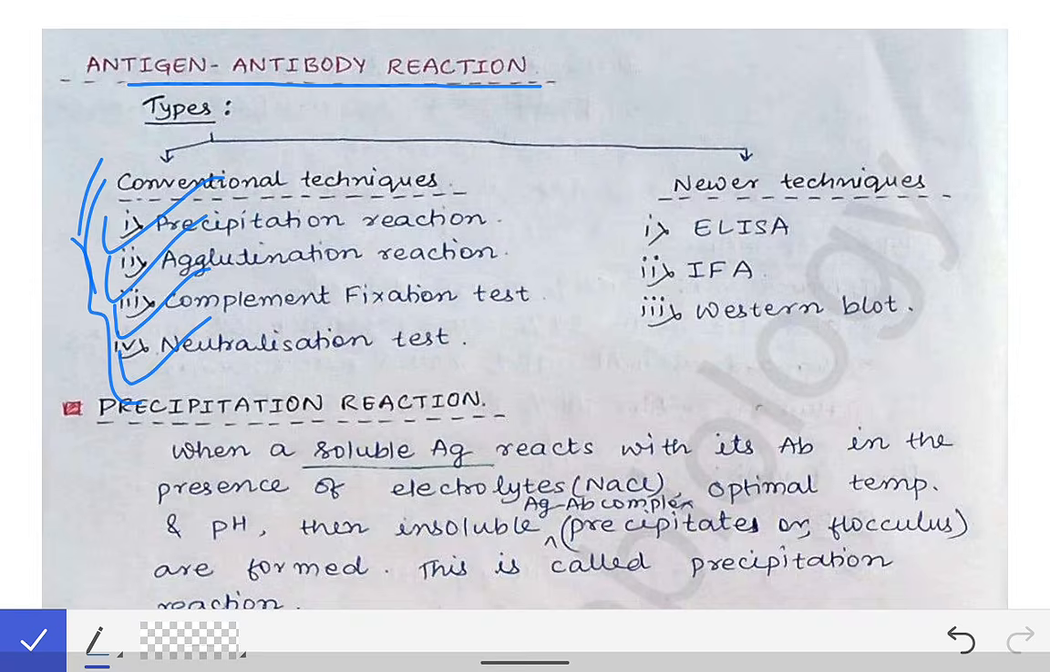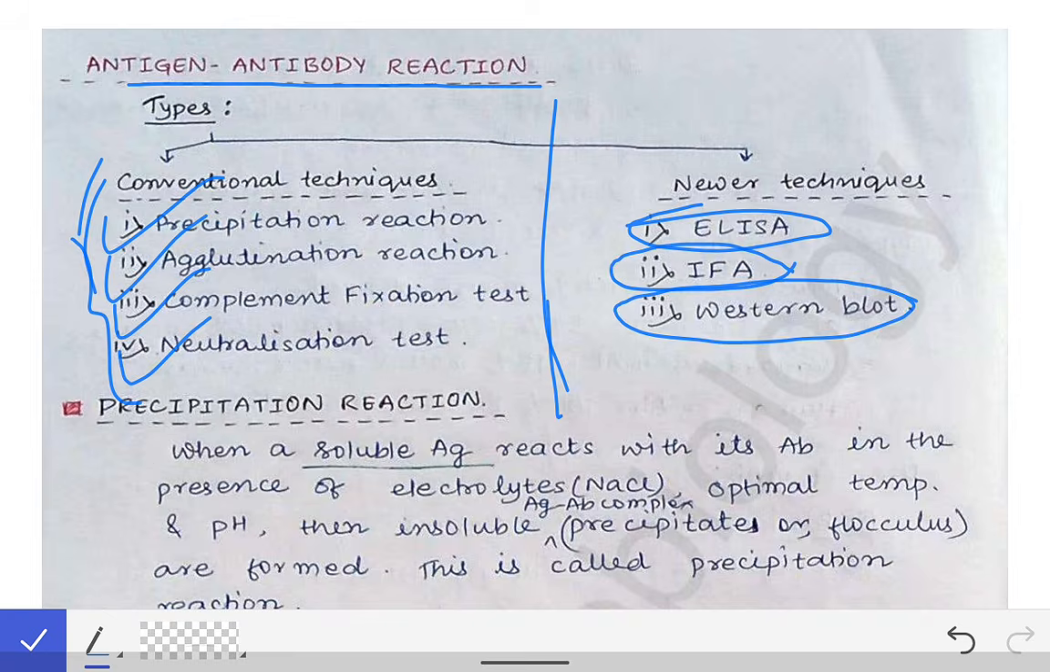Now with changing, modern medicine, there is an evolution of some newer techniques to demonstrate the antigen antibody reaction. Those include the enzyme linked immunosorbent assay, the immunofluorescent assay, western blot, and there are some other evolving newer techniques also, but we are not going into so much depth.